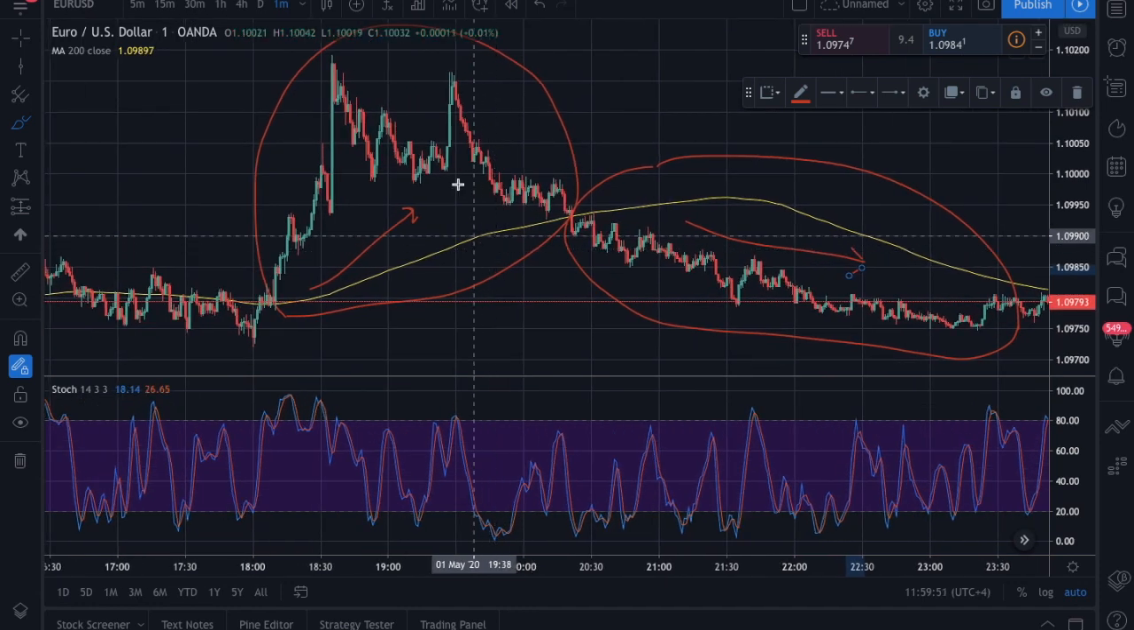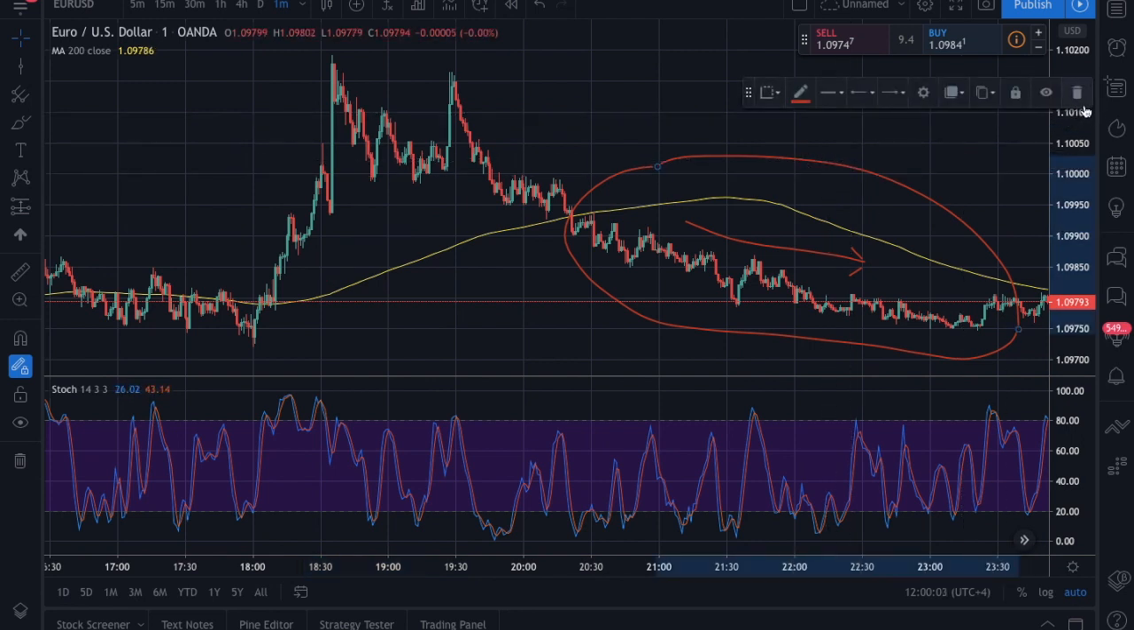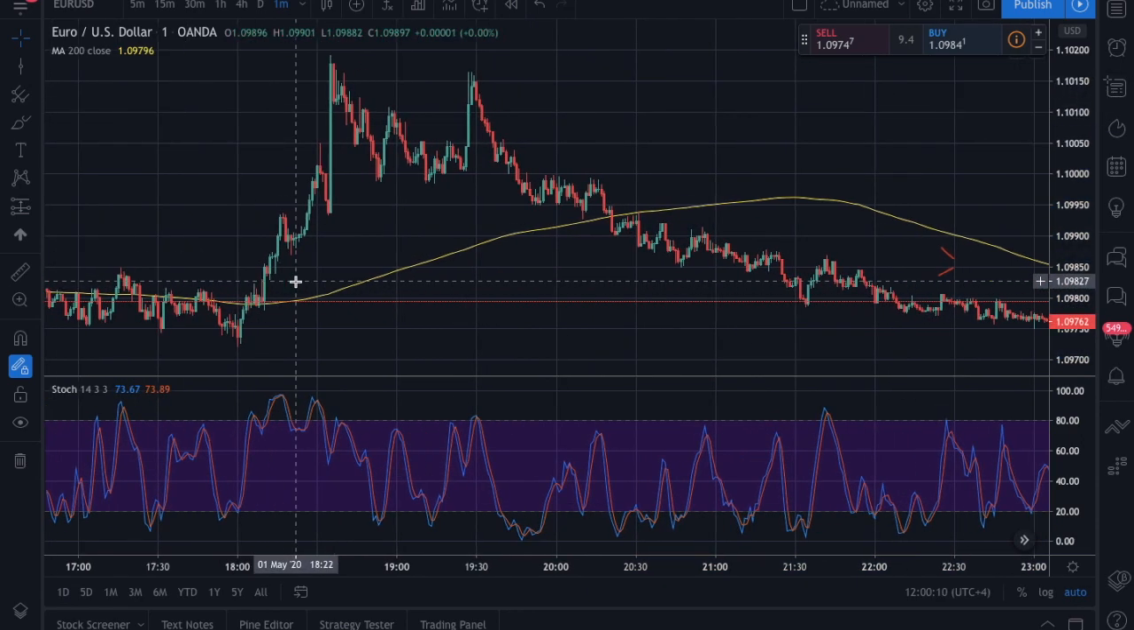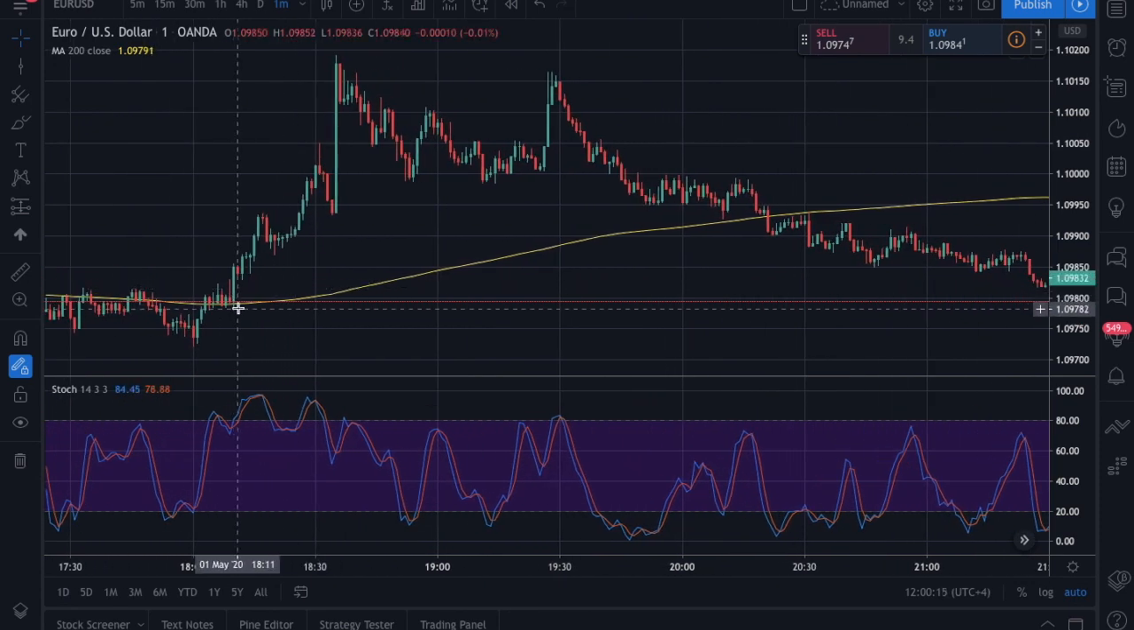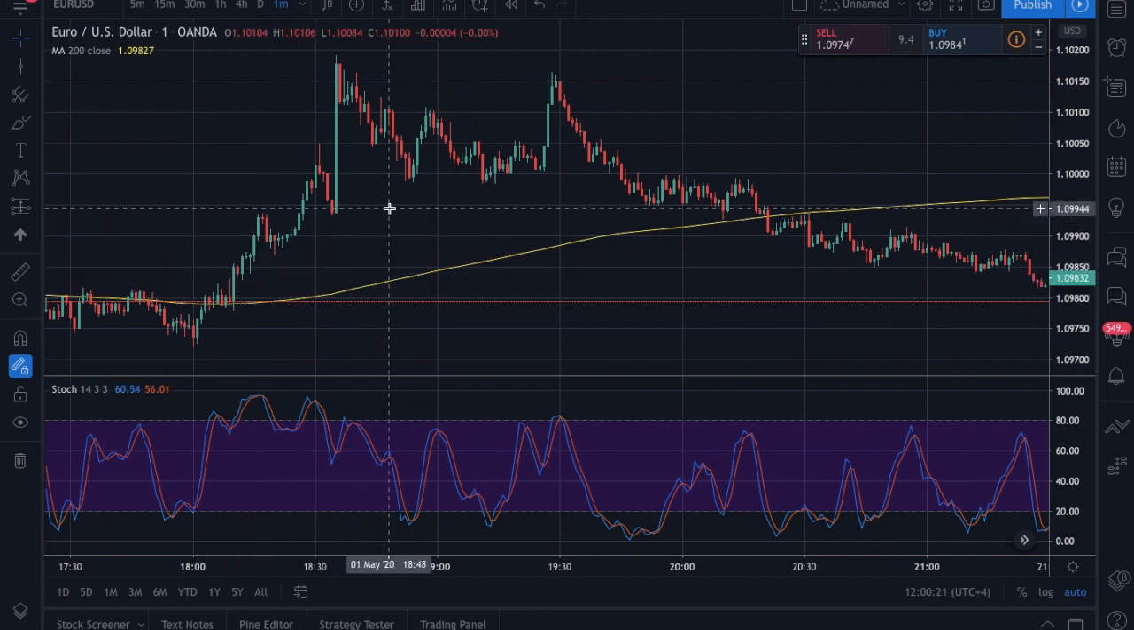Anyway, now let's see where we can open our buy order, where we can open our sell order, how it works, where our take profit should be, and all of that. So guys, here, as you can see, the candles are above the moving average. So what we have to do here is wait for our first confirmation. Now, what is our first confirmation?